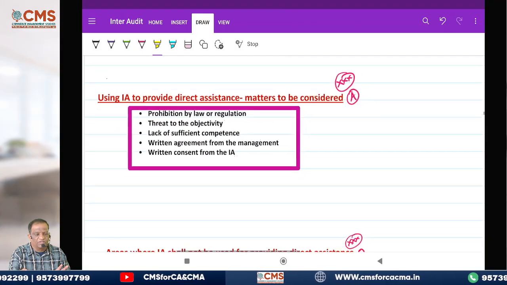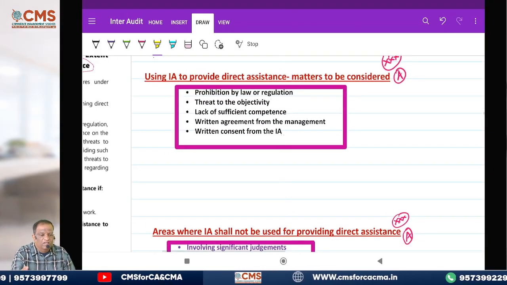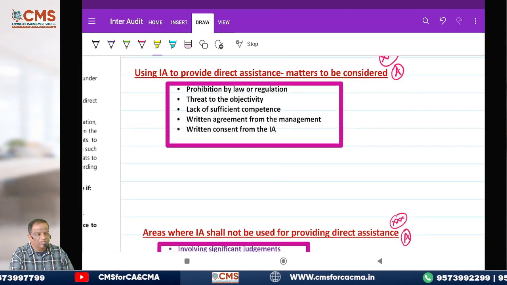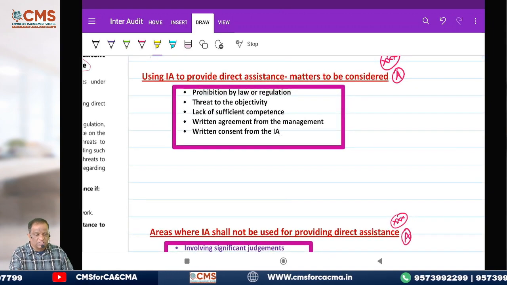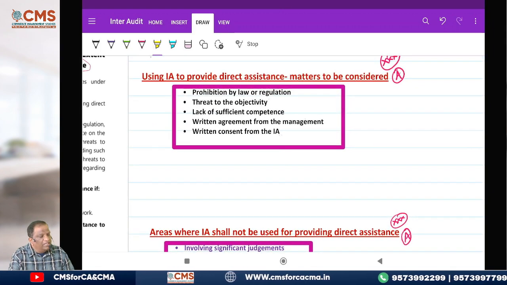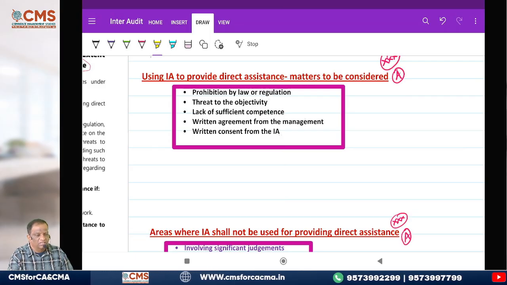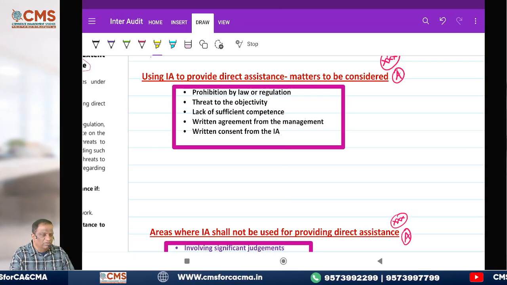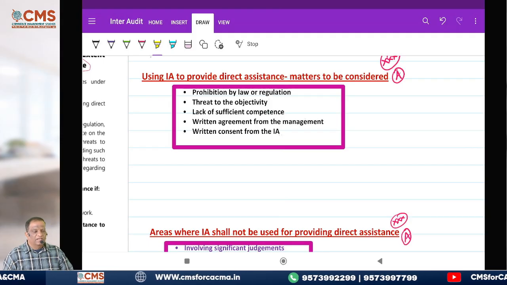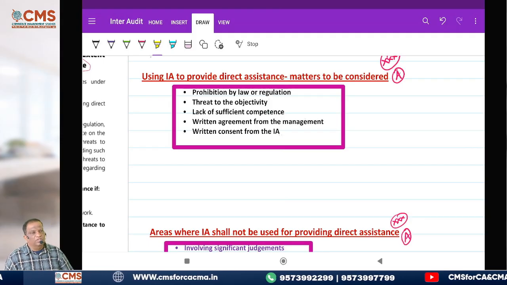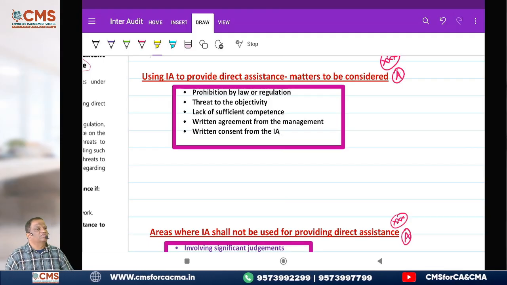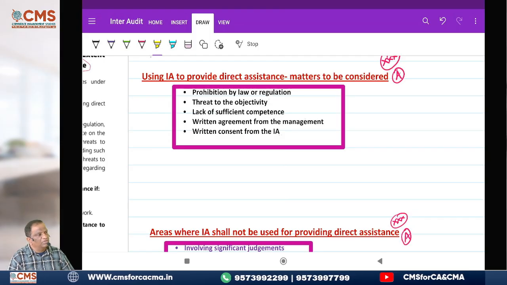Then moving further, now we are coming to the other side of it, direct assistance. Wherever the internal auditor is providing direct assistance to the statutory auditor, then is it okay? So that is what we are talking about. Can the statutory auditor take the direct assistance of the internal auditor? These matters have to be considered.